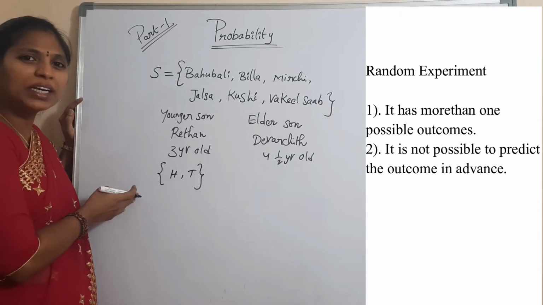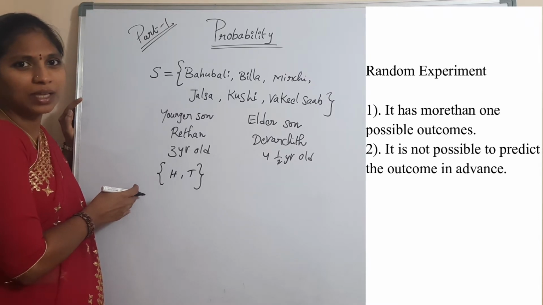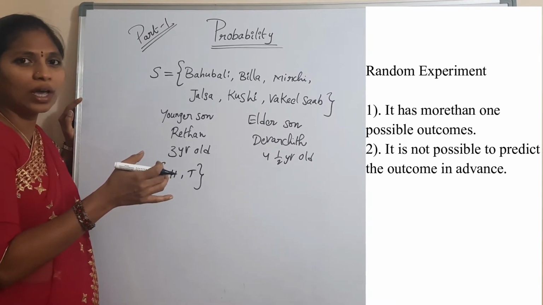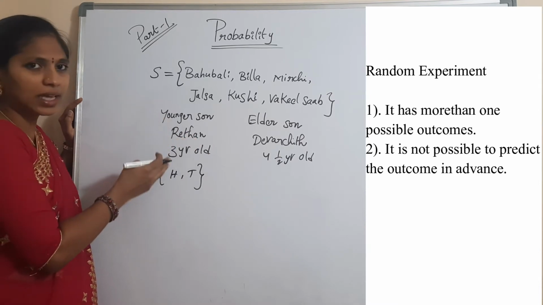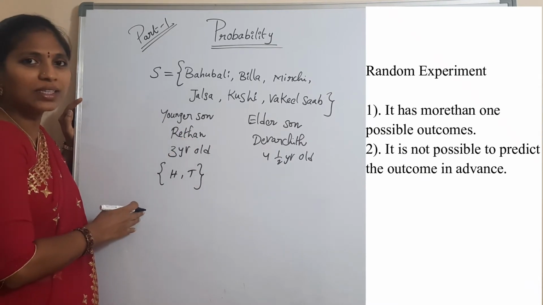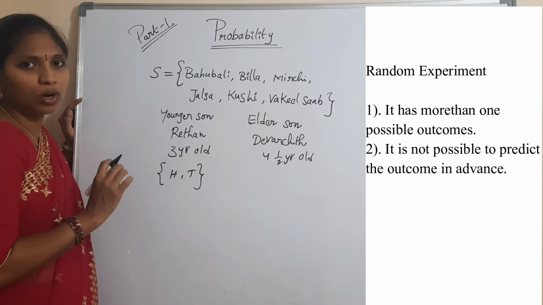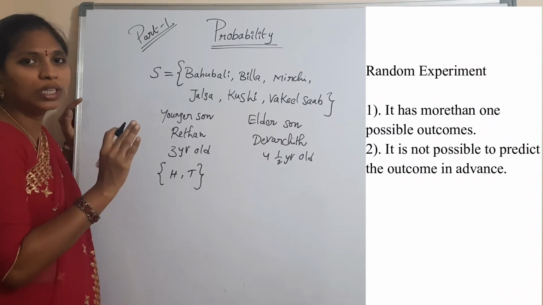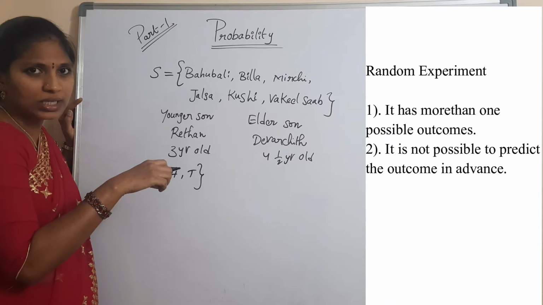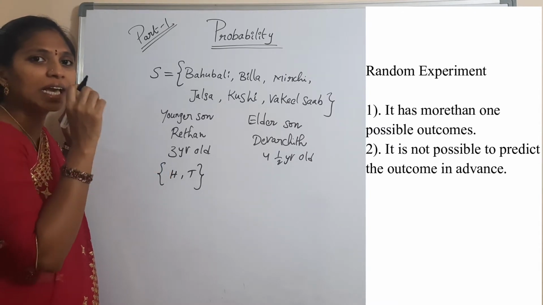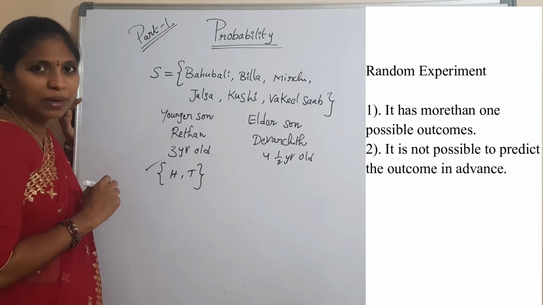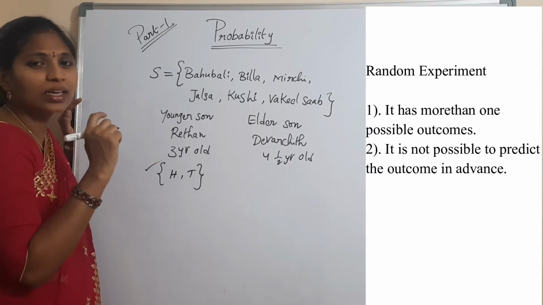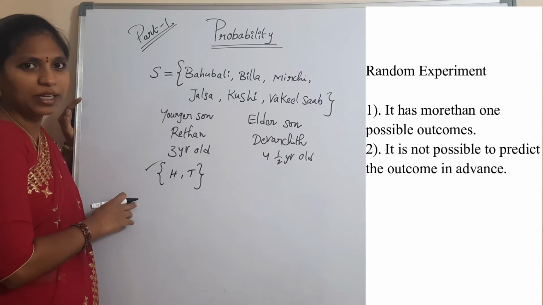It is not possible to predict the outcome in advance. After tossing the coin, only after seeing the result can I say whether it is head or tail. Otherwise, I can't say before tossing. So I don't know the result in advance. So this is also an example for a random experiment. Tossing a coin is also an example for a random experiment.